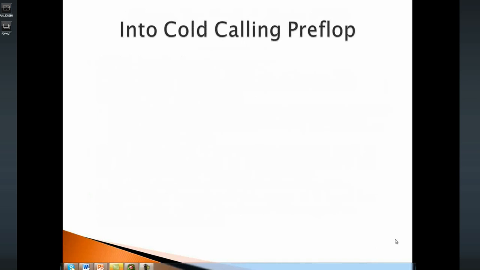So now we're going to move on into cold calling preflop. This will be much more practical and much more important than the last few slides about flatting 3-bets and 4-bets out of position. I really only included those because I felt I had to. I wanted to get all the information out there.